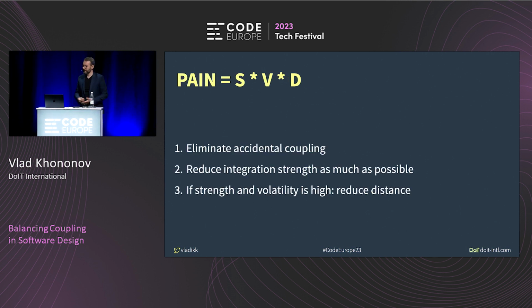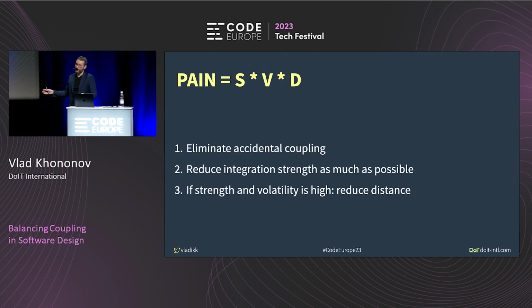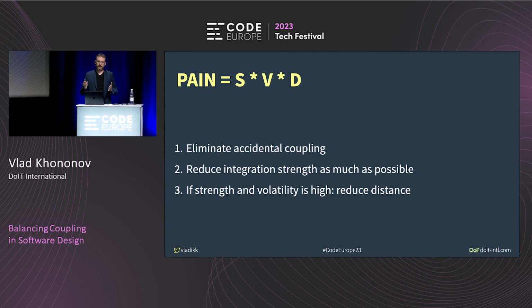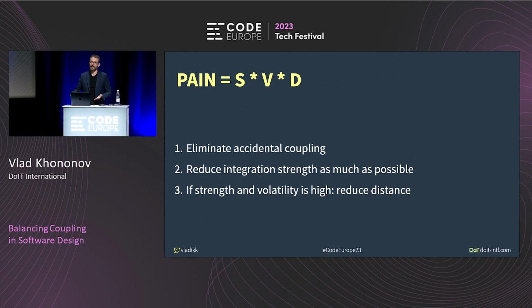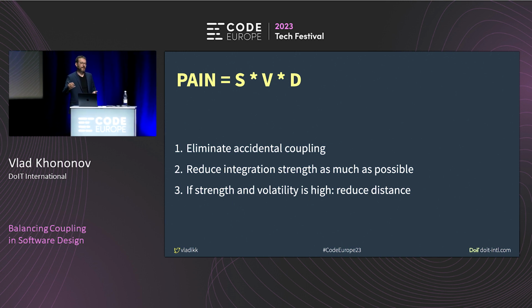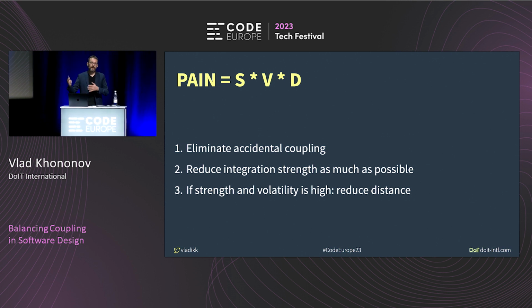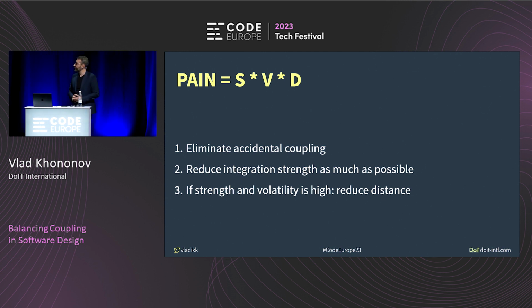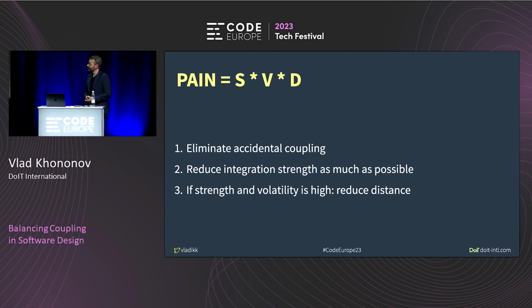Anyway, to sum it up, this is the algorithm. First, try to reduce the strength to the bare minimum. In other words, eliminate all accidental coupling in terms of sharing knowledge that shouldn't be shared between components. Something that you can encapsulate in the upstream without letting the downstream components be aware of it. If all else fails, if both strength and volatility are high, reduce the distance. That's how you can balance high strength and high volatility.